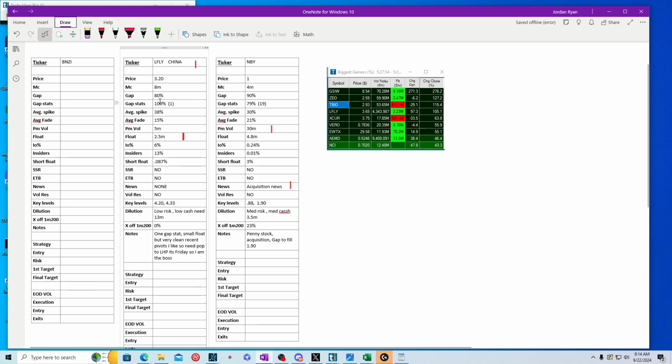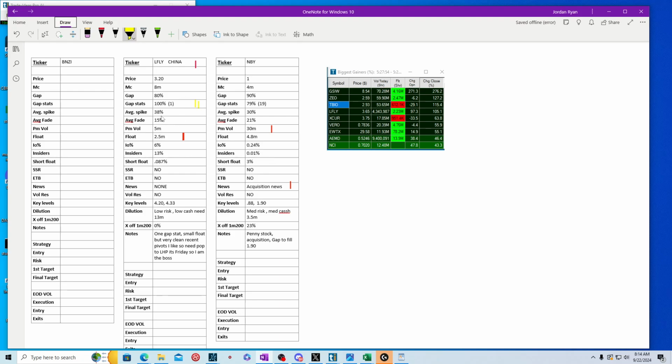The gap is 80%. Gap stats, there's only one gap stat on this. A lot of times when there's only one gap stat, it's not a red flag, but I'll put a couple of yellow things just so I know, okay, this thing doesn't have more than a few gap stats. It's only one gap stat. Can I really trust the gap stats if there's only one?